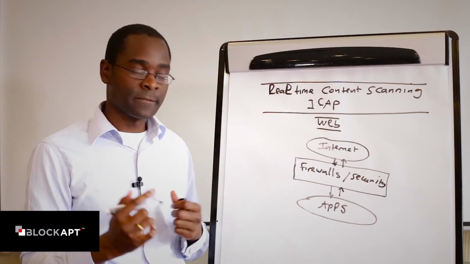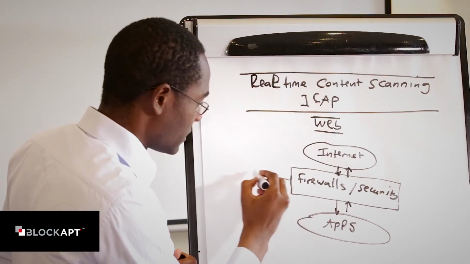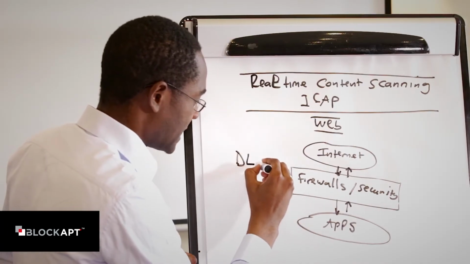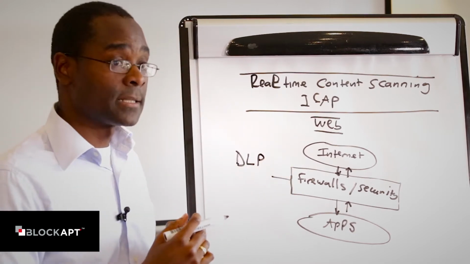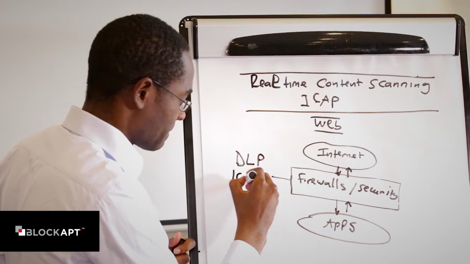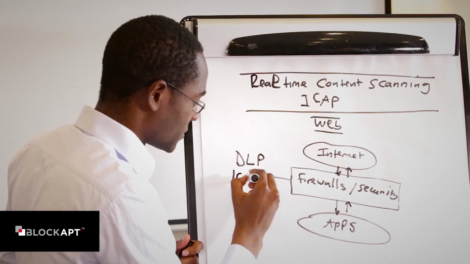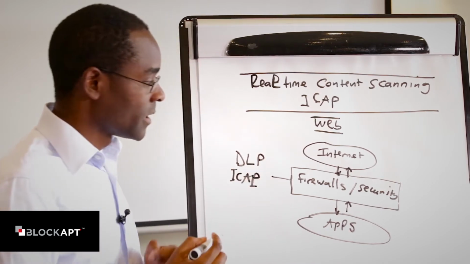So why are we going to do that? We want to provide what we call DLP, data leakage prevention. And one of the protocols that offers that is called ICAP. This is the Internet Content Adaptation Protocol. So how does that work?